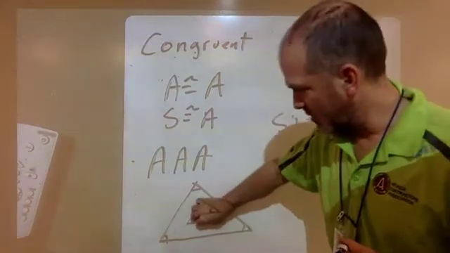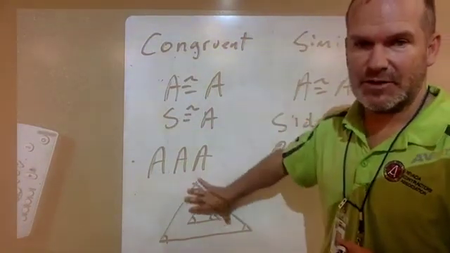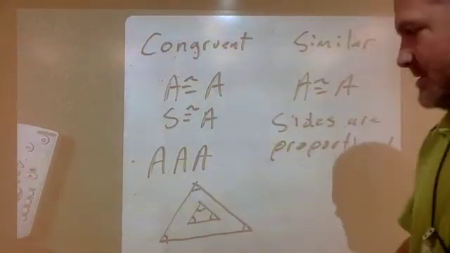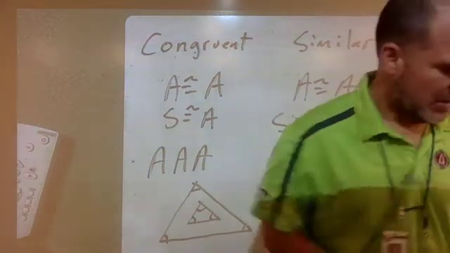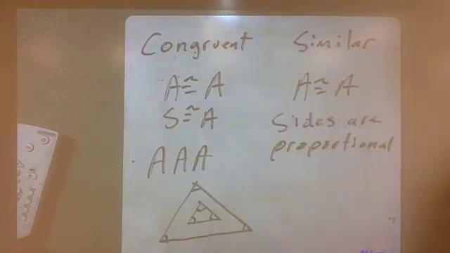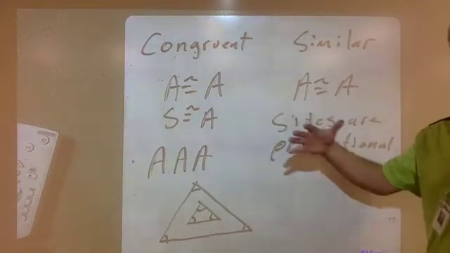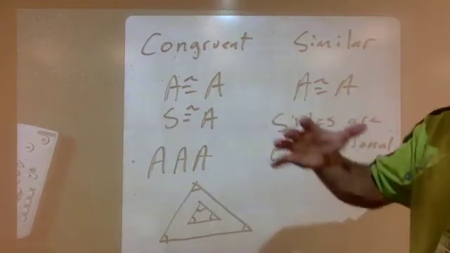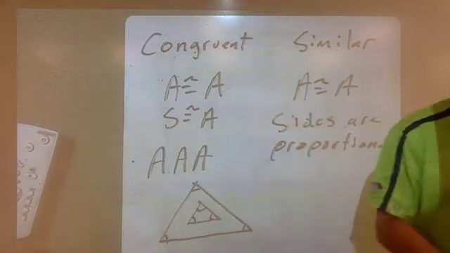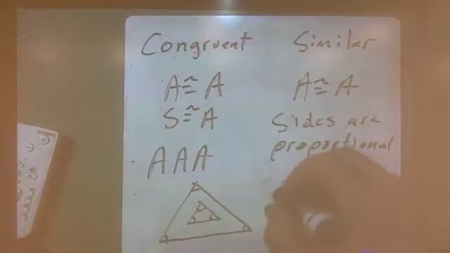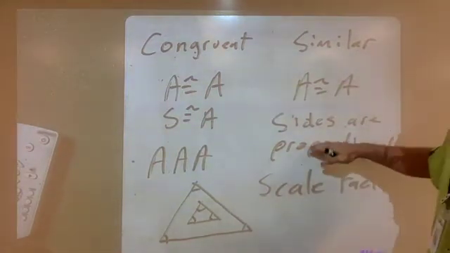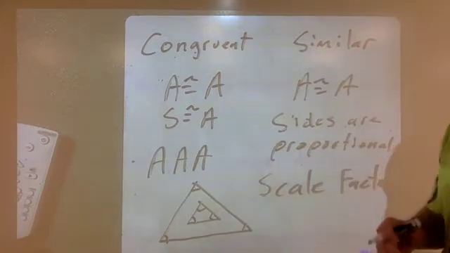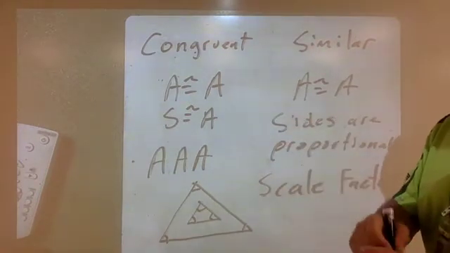Either the small one got dilated into a bigger one, or the bigger one got shrunk, dilated down into a smaller one. The sides, however, are proportional, which means they have the same ratio, which means the whole triangle changed by the same scale factor. So there's another vocab term. Scale factor just describes the rate of proportionality. It tells you how much bigger or smaller a shape got.